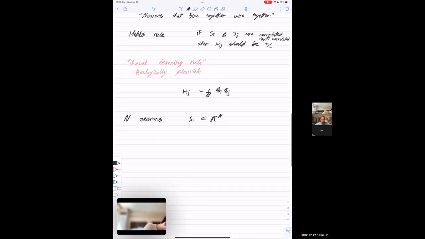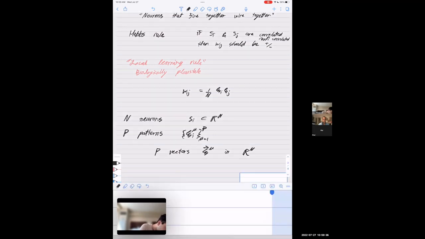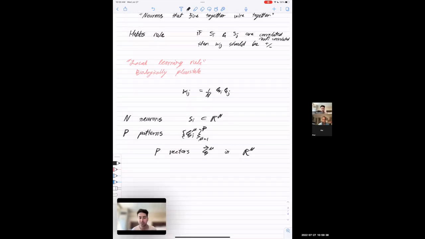Now I don't want to store one pattern, but I have P patterns that I want to be able to remember. And these patterns are C_i^mu, where mu runs from 1 to P, the number of patterns. So that means I have P vectors, C^mu, each a vector in R^N. These are patterns of activity.